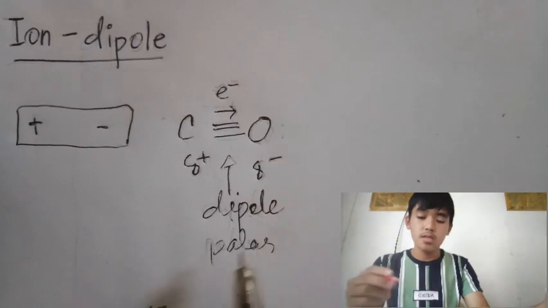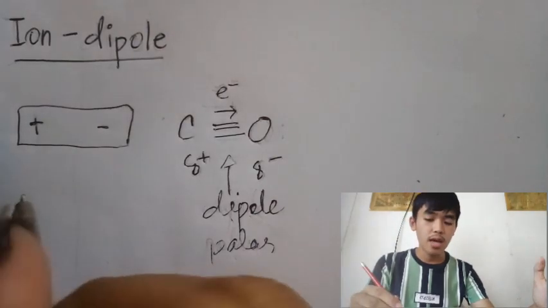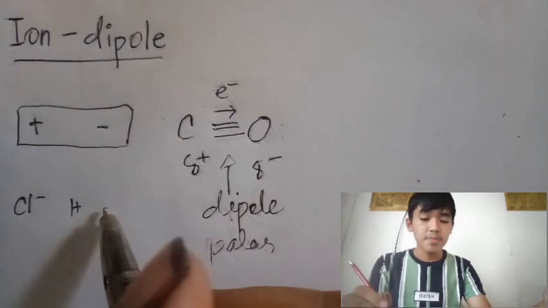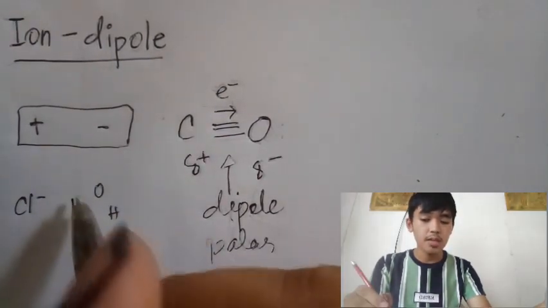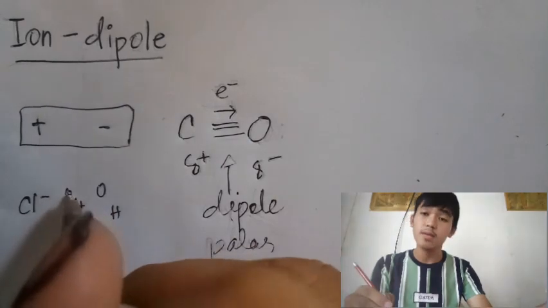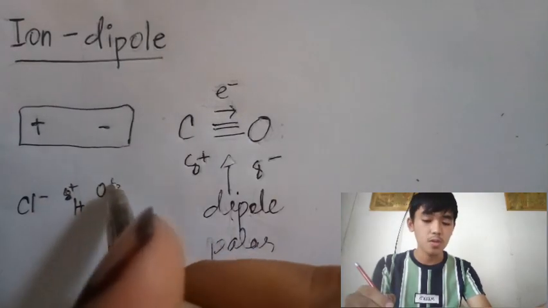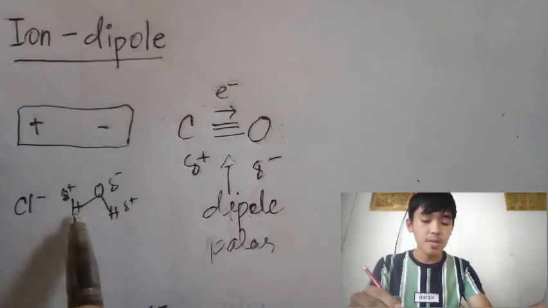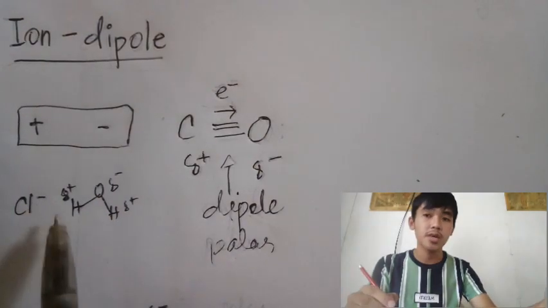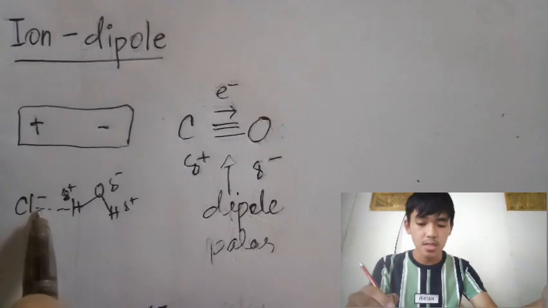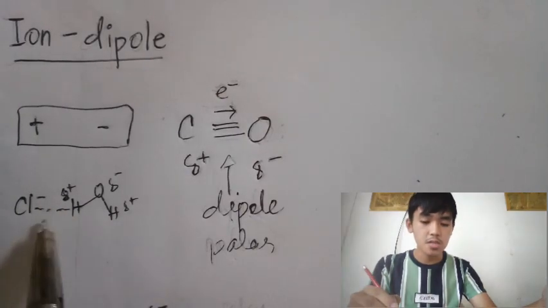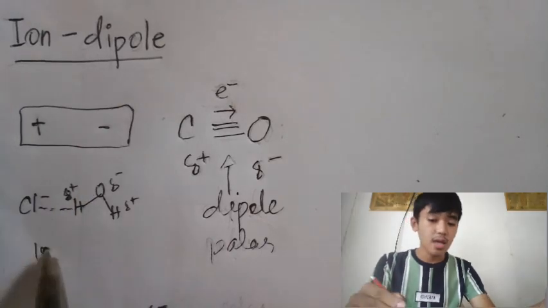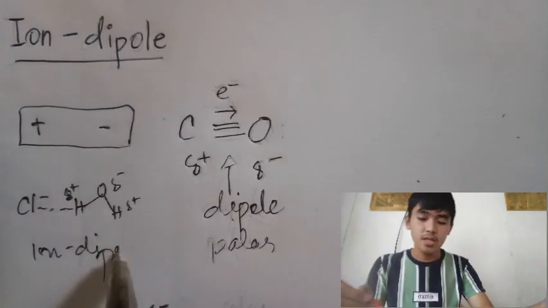So this is what is considered a dipole because it contains a positive and a negative charge, and it is also considered polar. So let's consider some example like we have a chloride ion and a water molecule, and we know that the oxygen here will carry a partial negative charge, while the hydrogen in a water molecule will carry a positive partial charge. So this chloride ion here will be attracted to the partial positive charge of hydrogen, and the interaction that happens here is what we call an ion-dipole interaction.